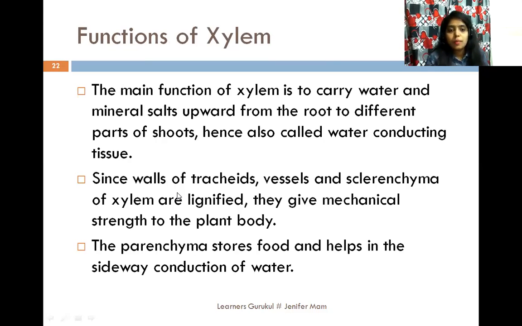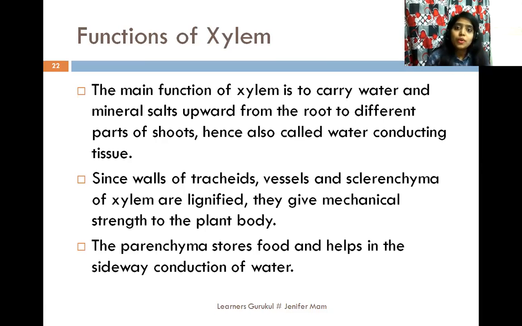Now let's talk about the function of xylem. The main function is to carry water and mineral salts upwards from the root to different parts like shoots, so it is said to be water conducting tissue. The other important thing is that the walls of tracheids, vessels, and sclerenchyma of xylem are lignified.